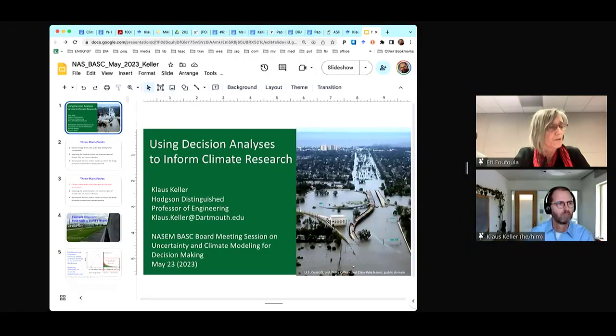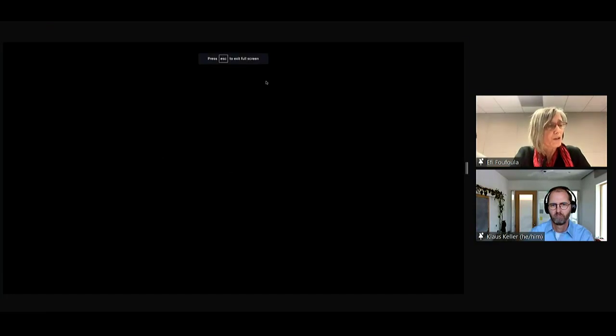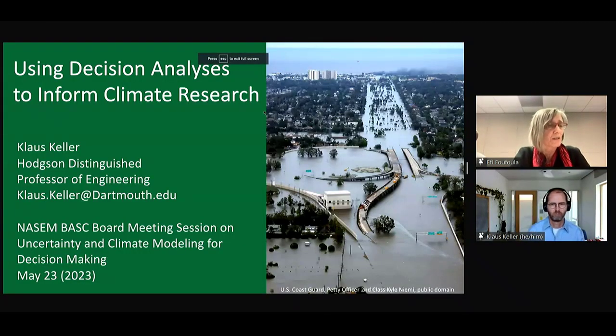We have our next speaker, Klaus Keller. Klaus is the Hodgson Distinguished Professor of Engineering at Dartmouth College. Before joining Dartmouth, he was at Penn State University, where he was the director of the Center for Climate Risk Management. His research addresses two interrelated questions. First, how can we mechanistically understand past and potentially predict future changes in the Earth system? And second, how can we use this information to design sustainable, scientifically sound, technologically feasible, and economically efficient risk management strategies? Klaus received his master's in environmental engineering from MIT and his PhD in civil and environmental engineering from Princeton University. So Klaus is all yours.